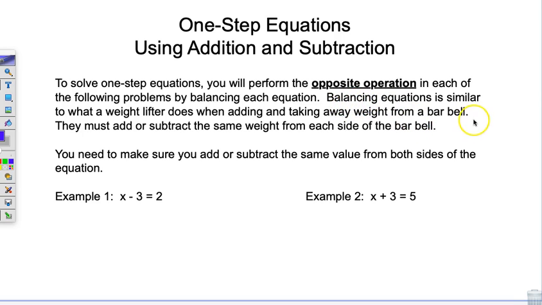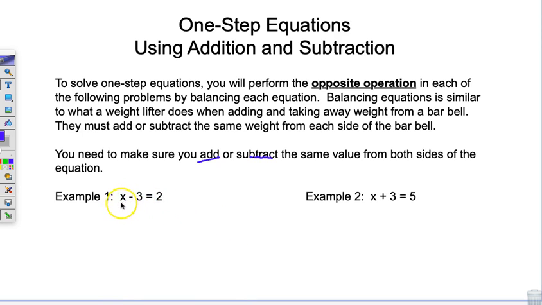Many of you have probably worked out in a gym, or you've seen weightlifters lifting pretty heavy weights using a barbell. Well, when they do that, they always put the same weight on each side of the barbell to make sure it's balanced. We do the same thing when we balance equations. So we need to make sure that we add or subtract the same value from both sides of the equation. So let's take a look.